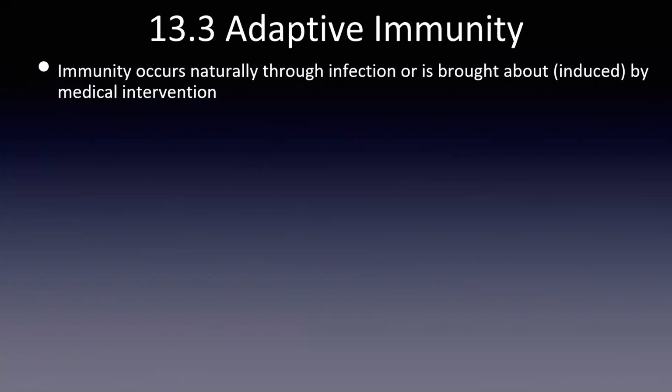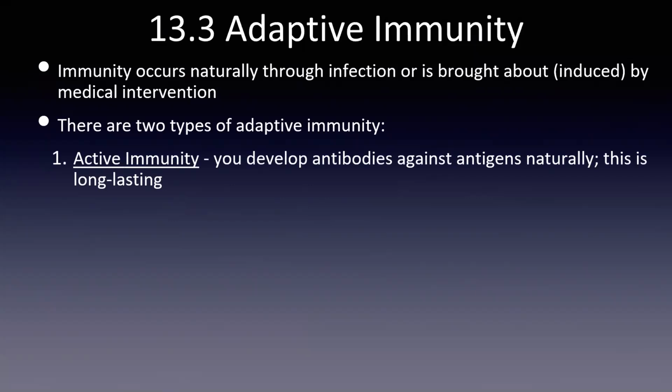Yeah, vaccines, primarily, right? So there are two types of adaptive immunity. Number one is called active immunity, where you develop antibodies against some antigens naturally. And that's long lasting. That's what any kind of immunization that you've had in grade 9 or before you went into kindergarten, that's what any immunization you've had then has helped you along.